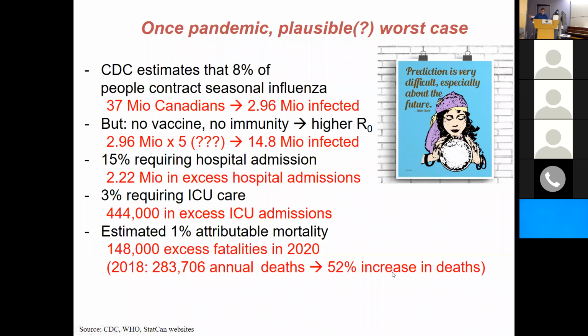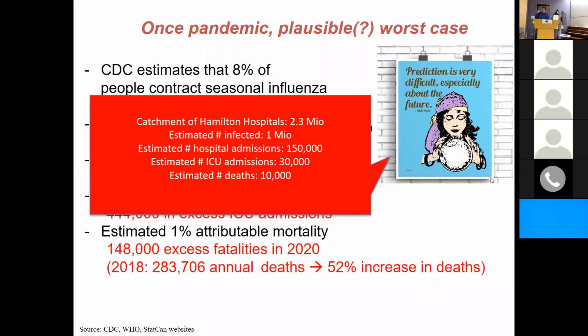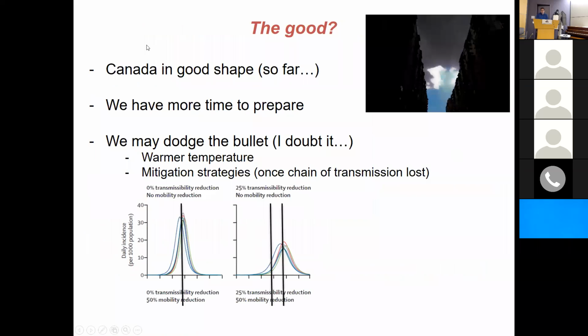If you break that down to Hamilton and say you have a catchment of 2.3 million, you would expect that roughly 1 million gets infected, 150,000 hospital admissions, 30,000 ICU admissions, at least theoretically, 10,000 deaths. And now we need some good. Yeah, working on it. Most likely it's not going to play out this way.